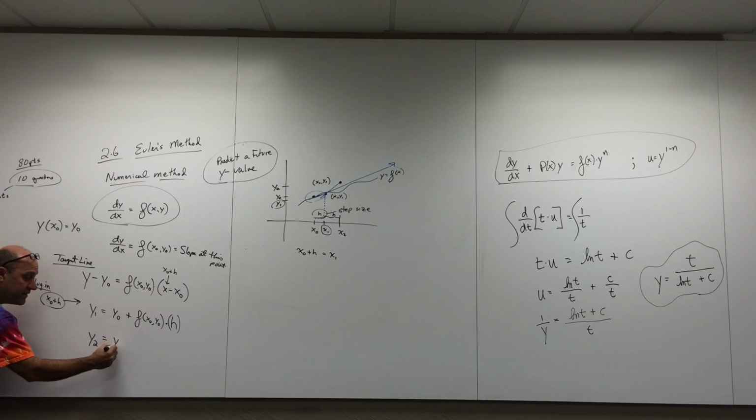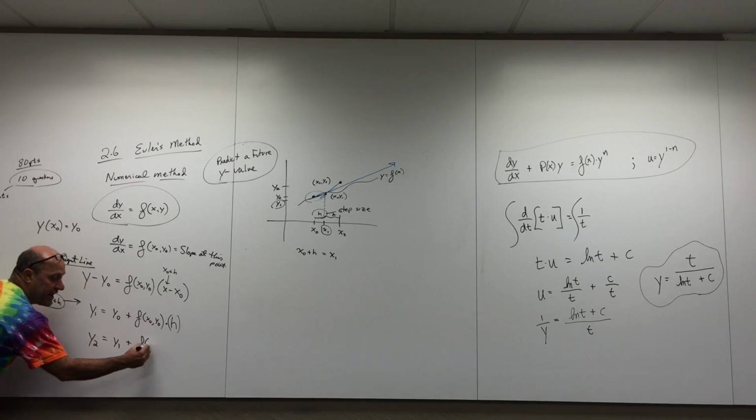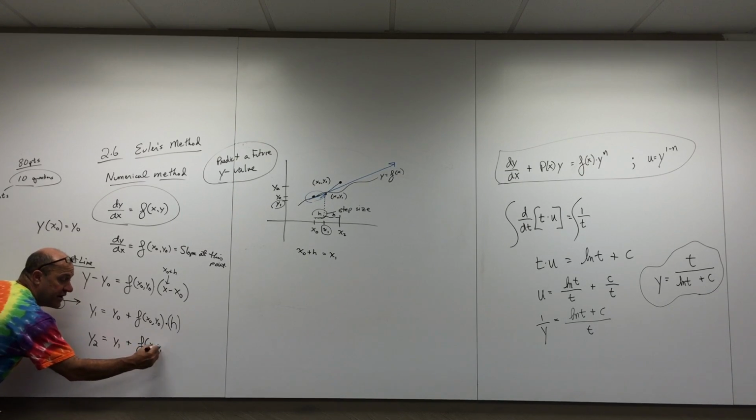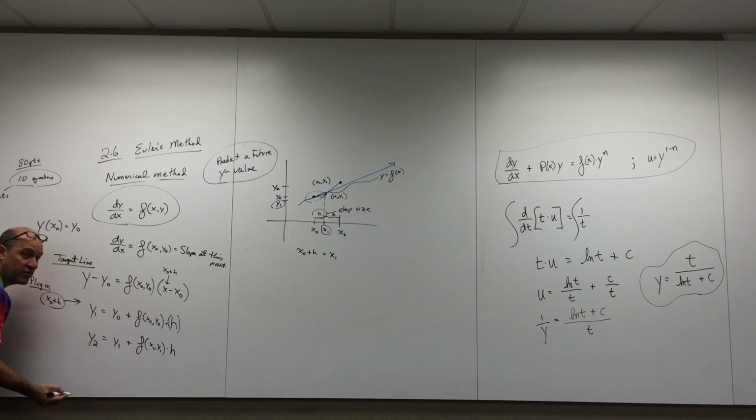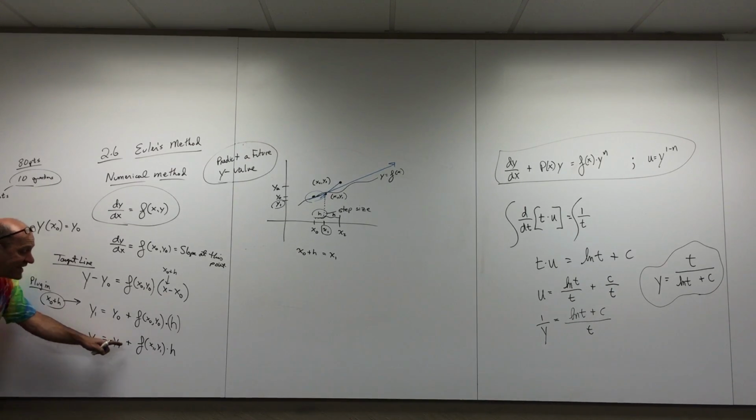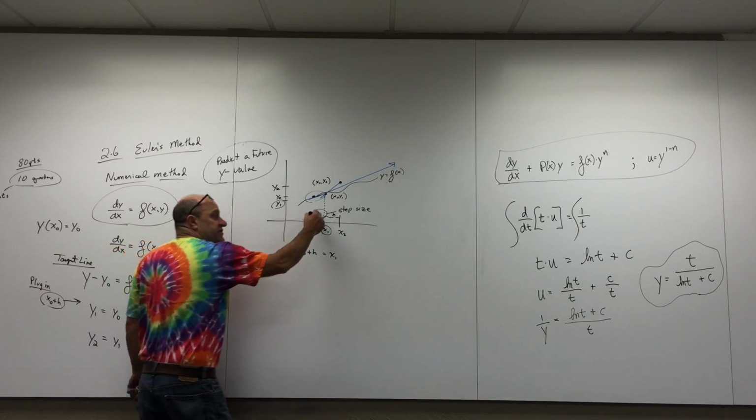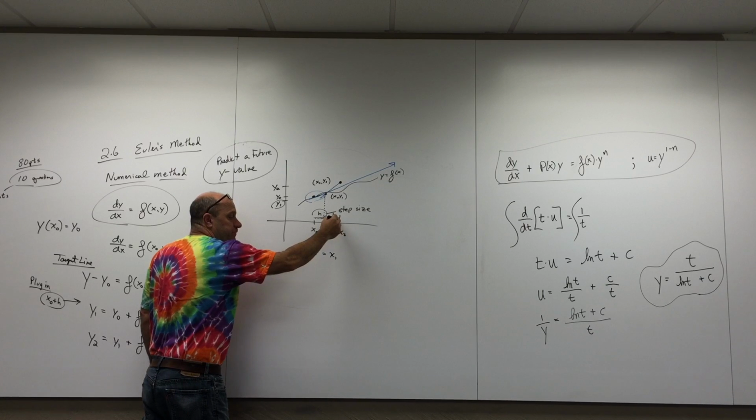Now, I did a couple algebra moves in my head. Did I lose you? Look, I move this y naught over. I'm trying to solve for y. When I plug that in and subtract the other x naught, I'm left with just an h there. Are you with me on this? And now watch this. What do I want to call this y value that I just found? I plugged in an x1 hoping to predict this new y value, which I called over here y1. That's what I want to do. I want to call it y1.